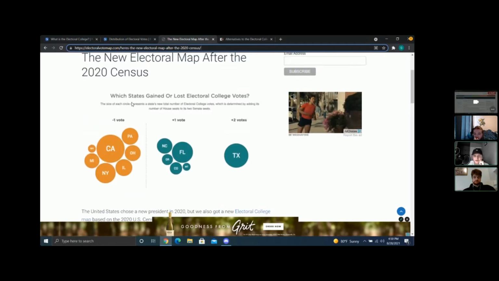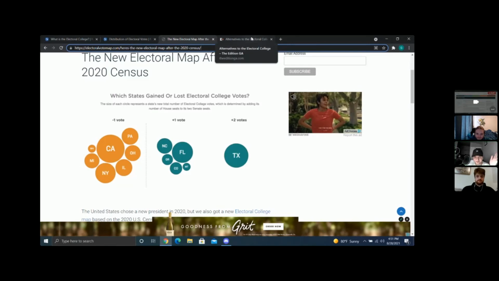So I just thought that was pretty interesting. I just want to throw that out there: starting with the 2024 election, we're going to see an updated electoral map. For the next decade, this is how it's going to change.